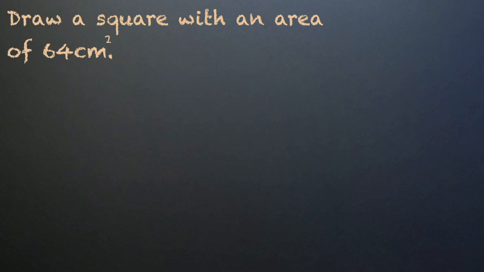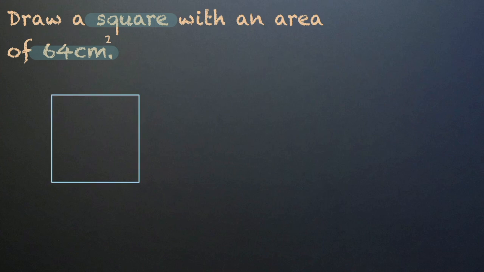Okay, so we're going to draw a square with an area of 64 centimeters squared. So let's just have a quick talk about a square first. What makes a square is that the width of the square is going to be the same as the height of the square. So we know this length is the same as this length. So we need to work out how many centimeters this length is and how many centimeters this length is. This and this are going to be exactly the same.